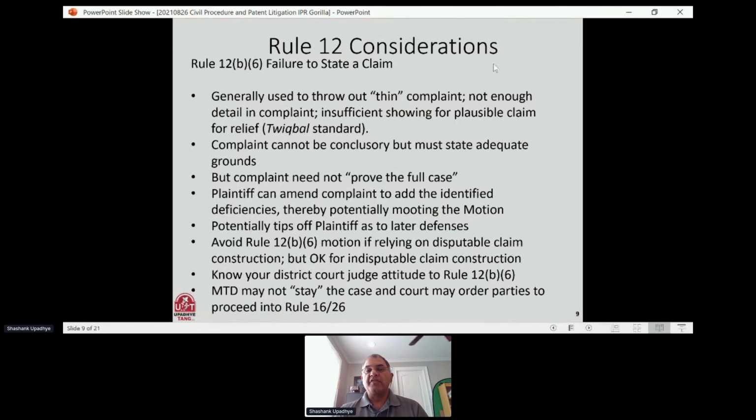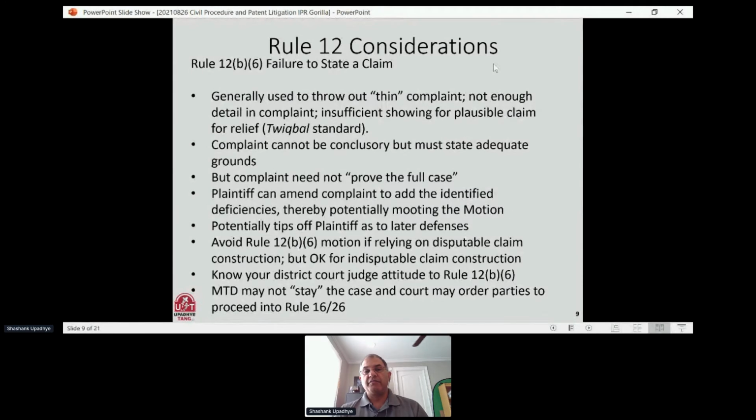So, Rule 12 considerations and the Rule 12 failure to state a claim. Generally, it's used to throw out a thin complaint. There's not enough detail. There's insufficient plausibility under the so-called Twombly-Iqbal, which is pejoratively known as the Twickball standard. So in other words, your complaint can't be too conclusory. It can't say, I have a patent, he's an infringer, his product infringes, and therefore I deserve damages. There needs to be a little bit more. But the law does not require that the complaint prove the full case. And so again, this is where we see that tension between how thin you make your complaint versus how much detail you include.